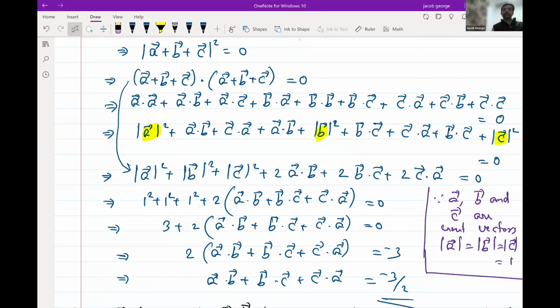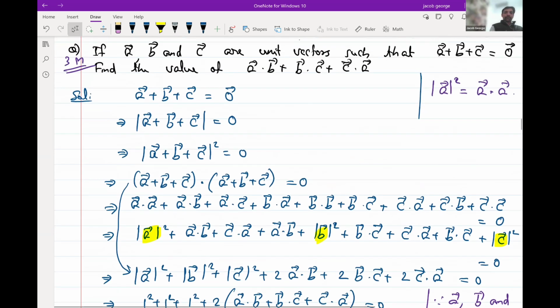We take 3 to the right side, that will be minus 3. So finally A dot B plus B dot C plus C dot A is minus 3 by 2. Final answer is minus 3 by 2. Is it clear? Got it, right? So this way, breaking the magnitude questions are very important in vectors.